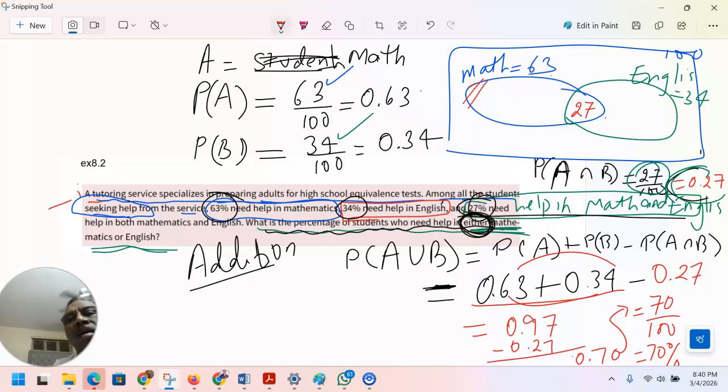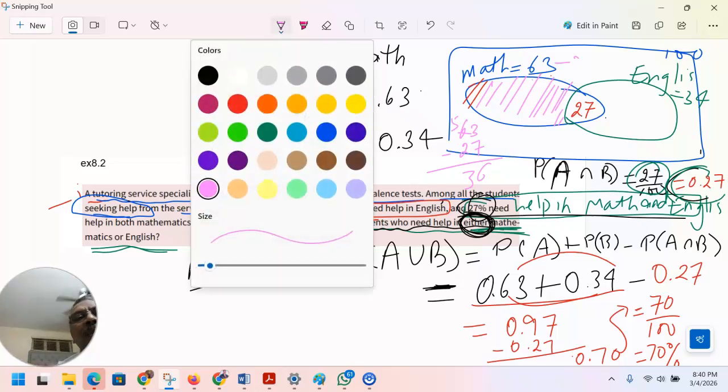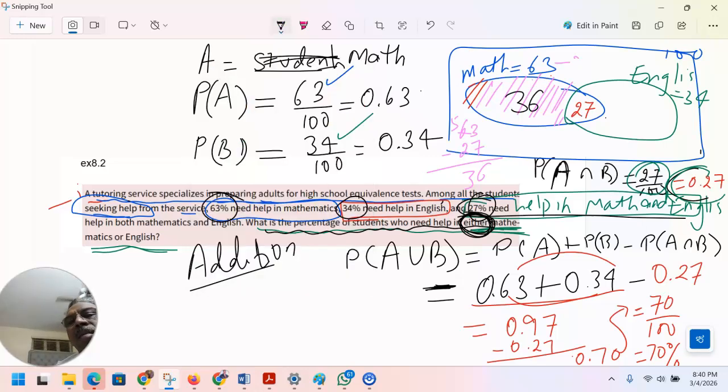How do we figure out only, let's see, if I want to know this pink color only, that means students who take only maths class. That means from 63, if you take away 27, you get 36. So 36 students are taking only maths class. So this is this part. This is the only maths.